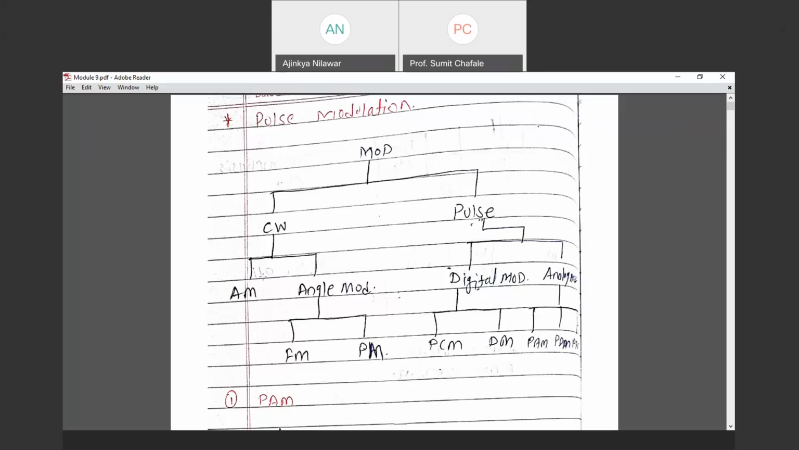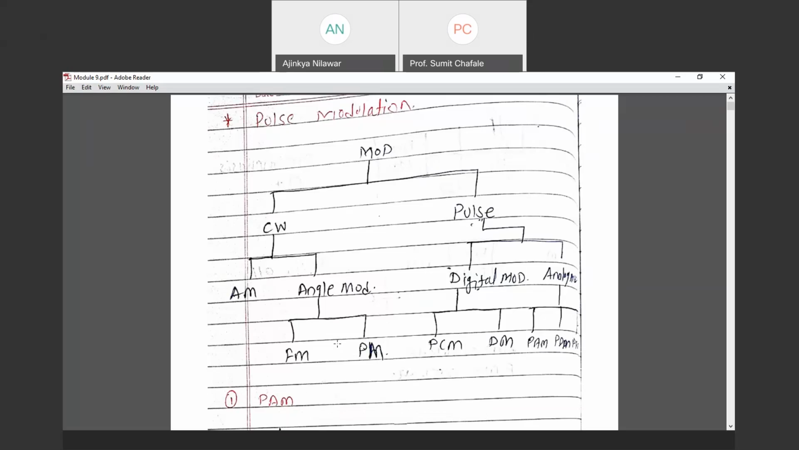That means the carrier will carry the basic information. The carrier wave is a high frequency signal, and our baseband, the basic information signal, has a lower frequency than the carrier. The combination of the carrier and baseband signal is passed through the channel and received at the receiver. There are various modulation schemes as far as continuous wave is concerned: amplitude modulation, frequency modulation, and phase modulation. Any signal has three attributes: amplitude, frequency, and phase.